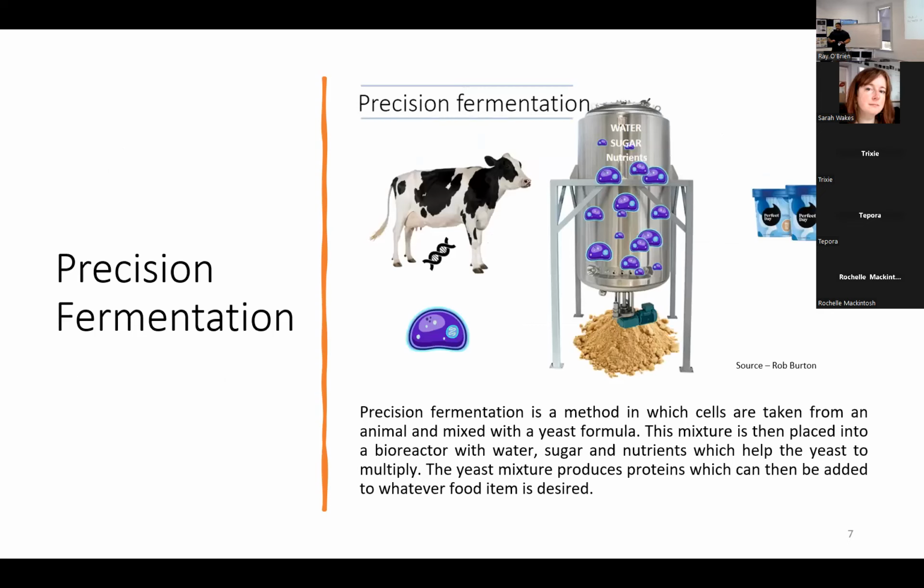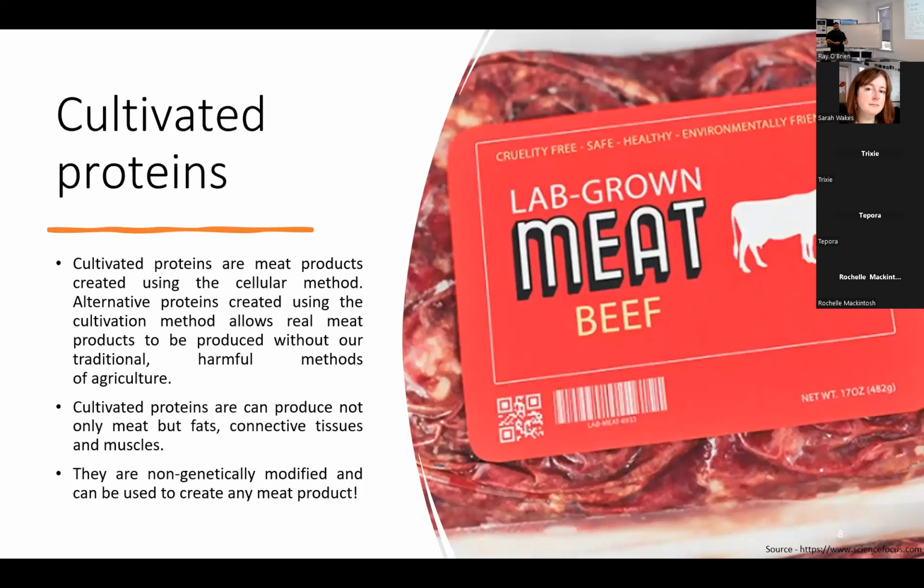So the first one, I have done roughly two months on this, so total expert now. Precision fermentation: taking a cell from an animal, putting it in a bioreactor, mixing it with some water, sugar, nutrients, or a yeast formula. This then multiplies, and this creates a protein that can then be added to products. In this particular version here, which is supplied fortunately for me by Rob Vernon, it's ice cream up the top there. So it's a precision fermented version of proteins that have been created into ice cream. Everyone knows what that is now. Cultivated proteins is meat.